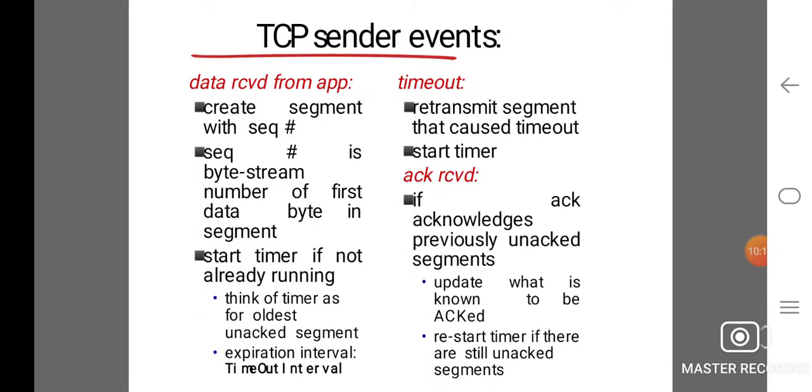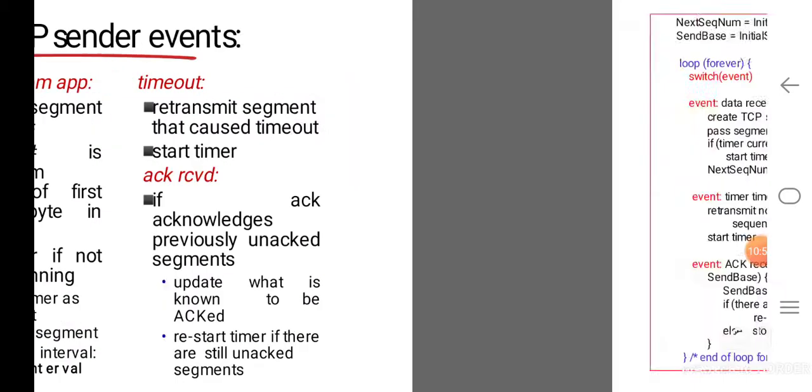TCP sender events. When data is received from the app, create a segment with a sequence number. The sequence number is the byte stream number of the first data byte in the segment. Start the timer if not already running. Think of the timer as being for the oldest unacknowledged segment, with an expiration interval, the timeout interval. On timeout, retransmit the segment that caused the timeout and start the timer. When an acknowledgement is received, if it acknowledges previously unacknowledged segments, update what is known to be acknowledged. Restart the timer if there are still unacknowledged segments.